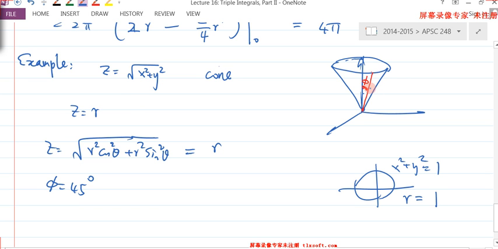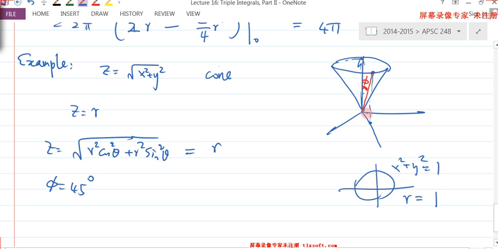Well, let's pick an arbitrary point. If I drop the point to the xy plane, which is here, then I'm going to connect the origin to the projected point like this.